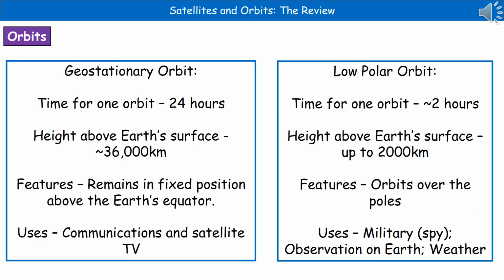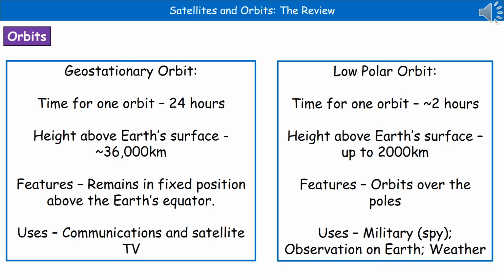If we look at these orbits in a little bit more detail, the geostationary orbit will take about 24 hours for one orbit. That's important because the key feature of this is that it remains in a fixed position above the Earth's equator. The fact that it takes 24 hours for our satellite to orbit the Earth once is also the exact same length of time as it takes for the Earth to spin on its axis once, hence why they appear to stay in the same position.